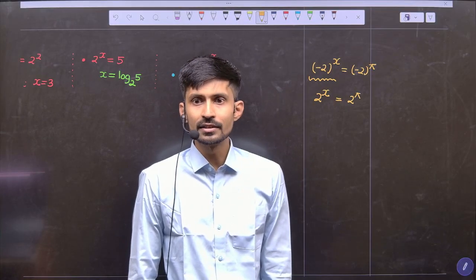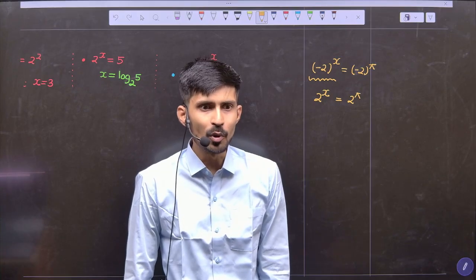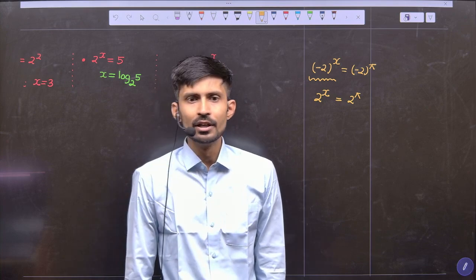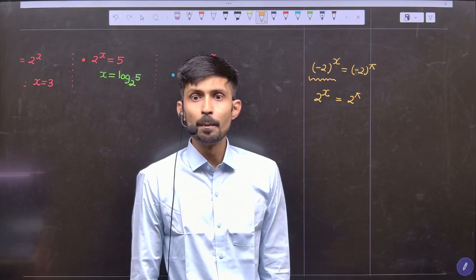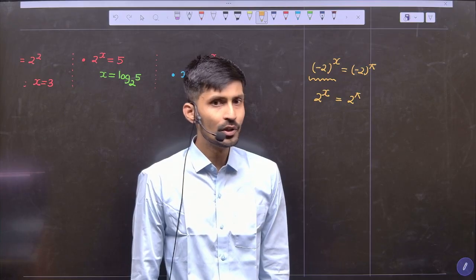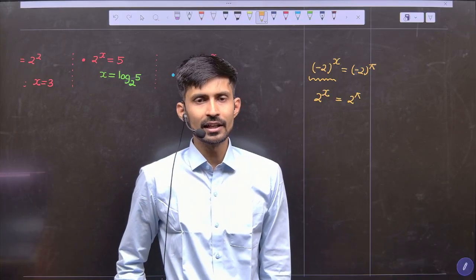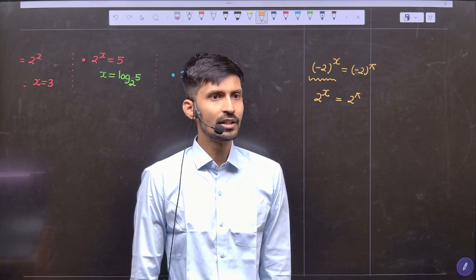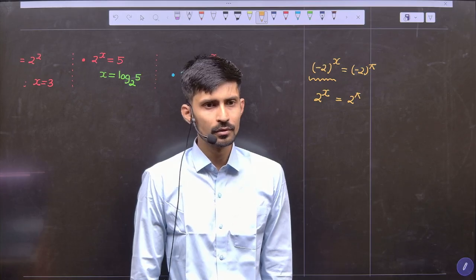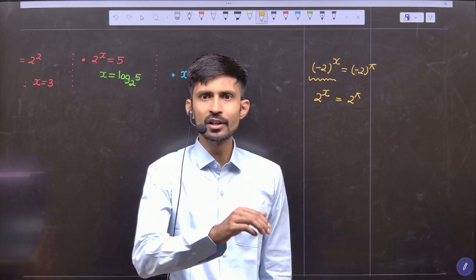Because minus square is positive. Minus raised to an even number is positive. Minus raised to an odd number is negative. But minus raised to pi, which is an irrational number, we don't have a rational expression of pi. Like if I say root 2, minus 2 raised to root 2 is not defined. We cannot say whether it is a positive or a negative number.